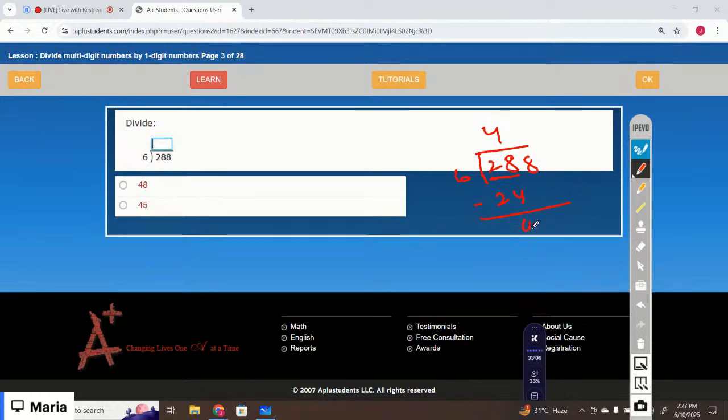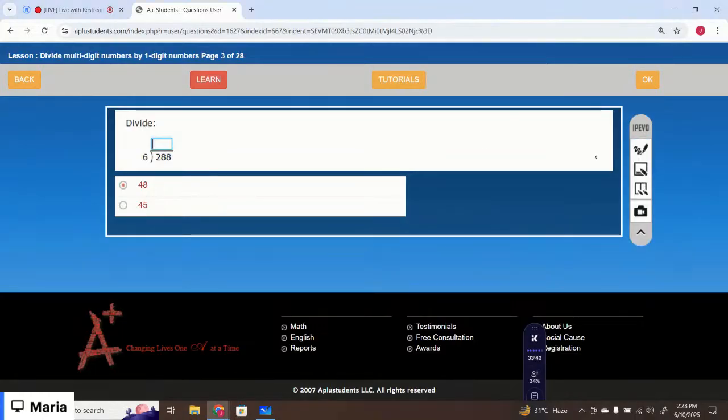8 take away 4 is 4. 2 take away 2 is 0. 3 8 times. 6 times what number is 48? That is 6 times 8 is 48. So the remainder is 0. Option number 1 is the correct option, that is 48.